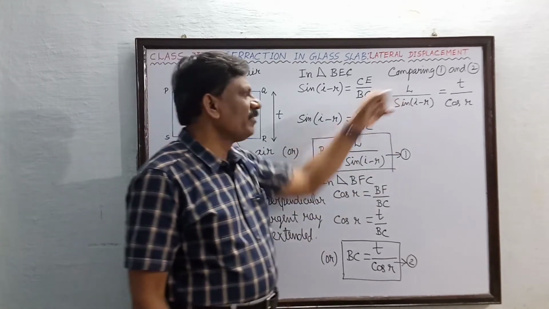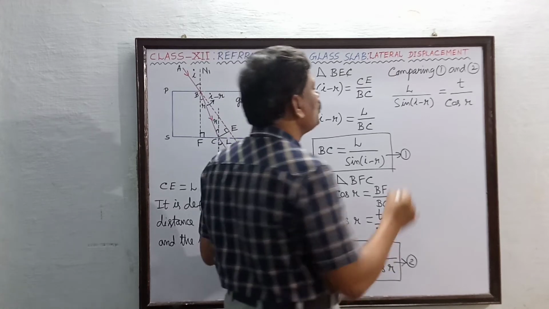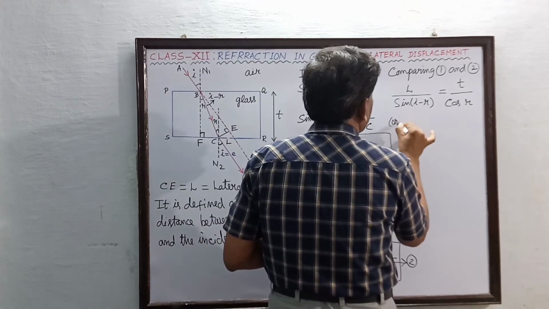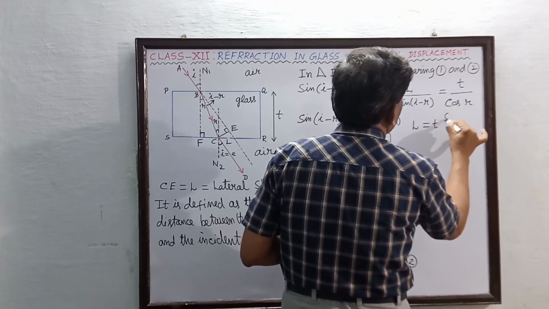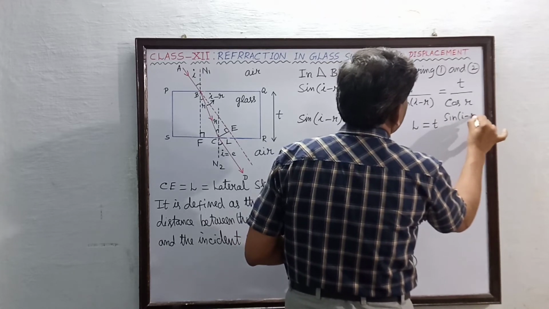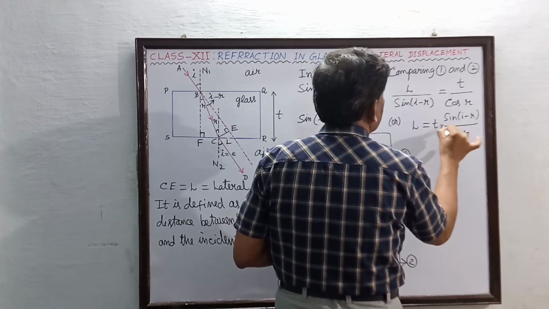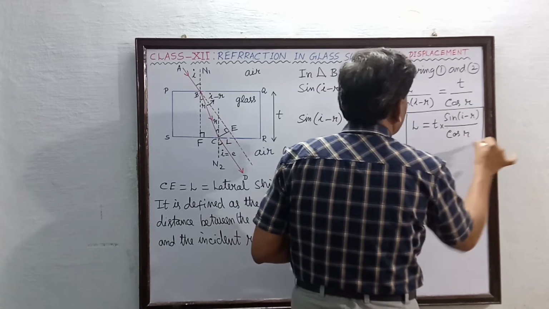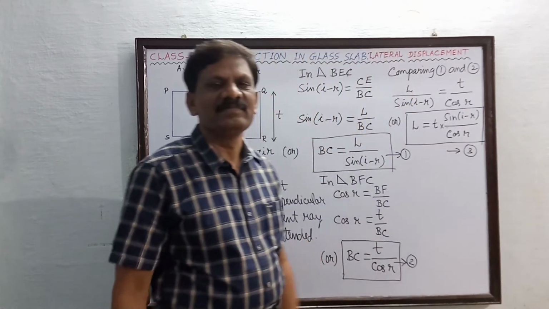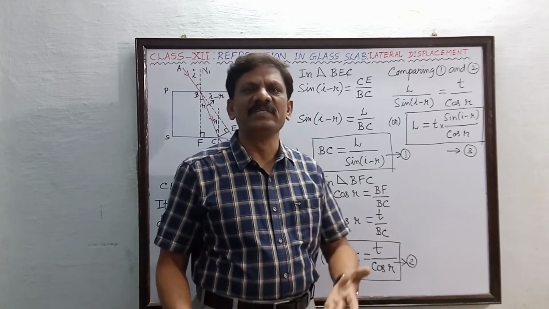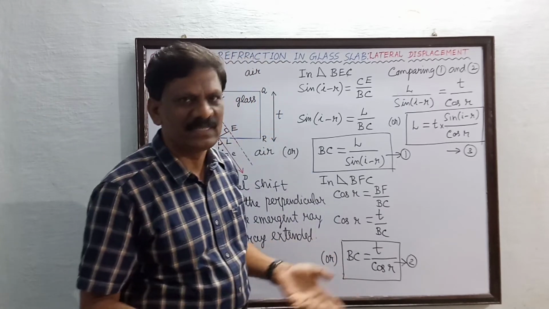We need an expression for L only, is it not? Retain L on the left hand side. All other terms are shifted to the right hand side. So L is now equal to T into sin of I minus R divided by cos of R. So this is the expression for the lateral displacement or lateral shift. How easy is the derivation, you see? It's a 5-mark question, or 3. Whether it is 3 or 5, the answer is the same.